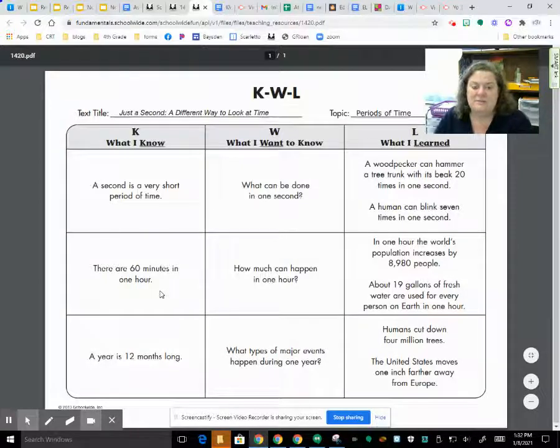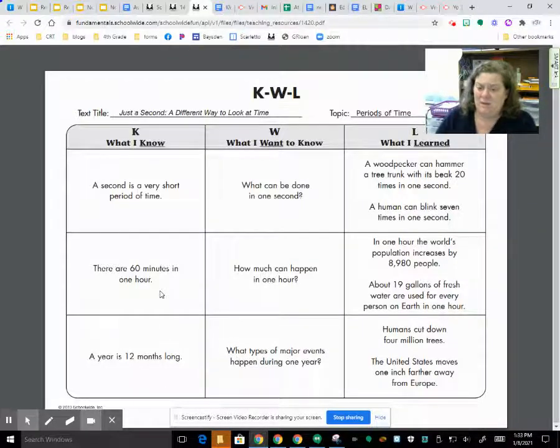Another unit of time is 60 minutes in an hour. And then we went to the section of the book that was about the hour, and we kind of wondered what would happen in an hour. And the L part tells us two things that happened in that part of the book. And another section of the book was about a year is 12 months long. So those are things that we already know. And then from this book, we also learned some other things that can happen in a year. And so we can think about the humans cutting down 4 million trees and the United States moving farther away from Europe by 1 inch.